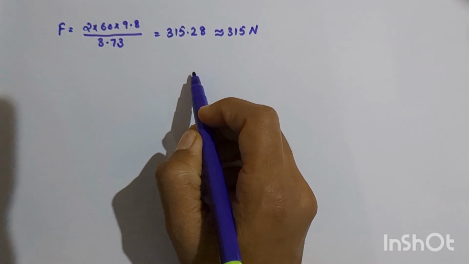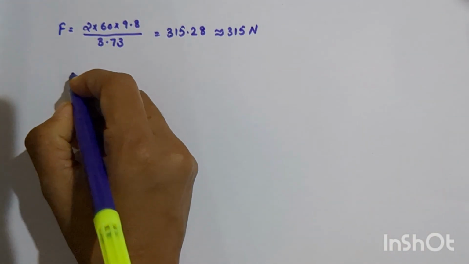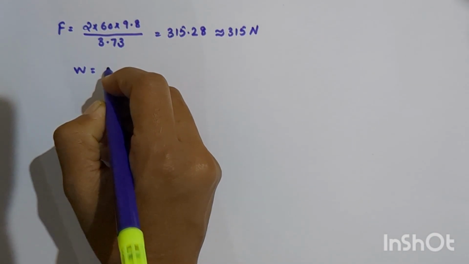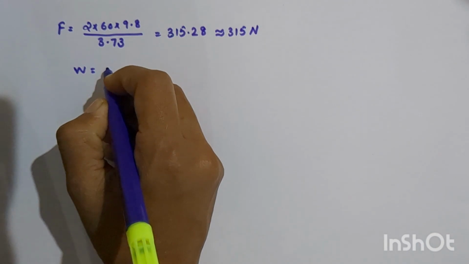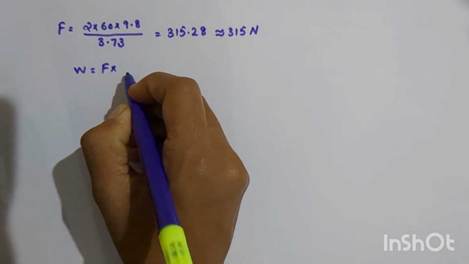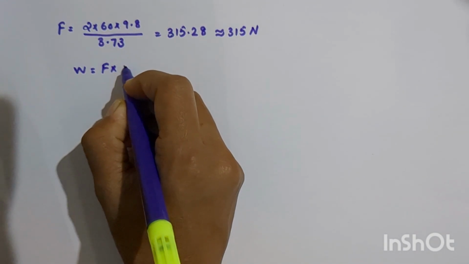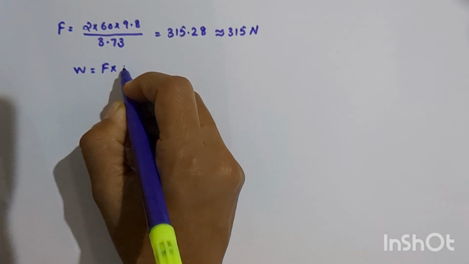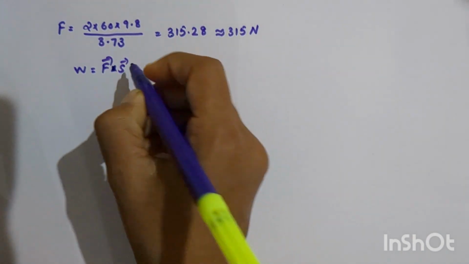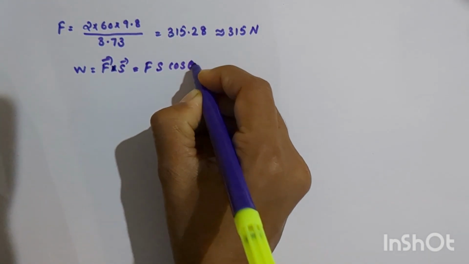See, we are asked to determine the work done. Displacement is given as 2 meters. So work done is actually the dot product of force and displacement. Here force is 315 Newton and displacement is 2 meters. Work done is actually vector F dot vector s, not cross, vector F dot vector s, which is equal to F into s into cos of the angle between them.